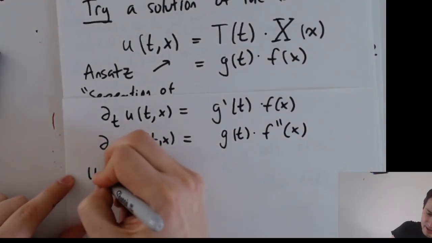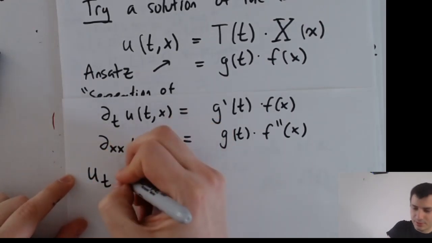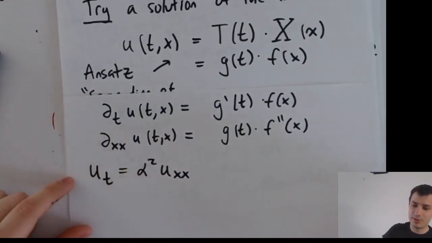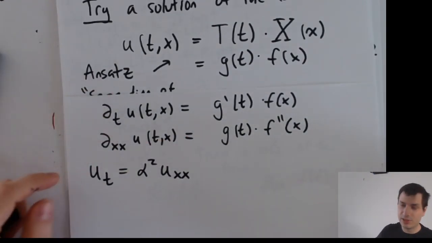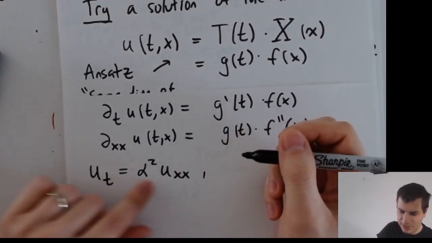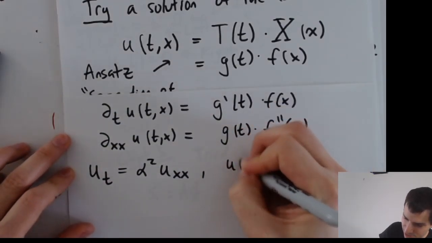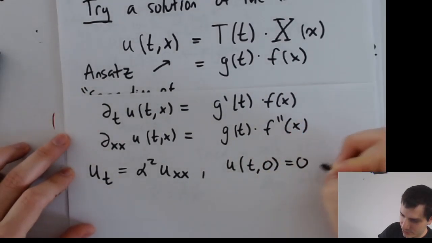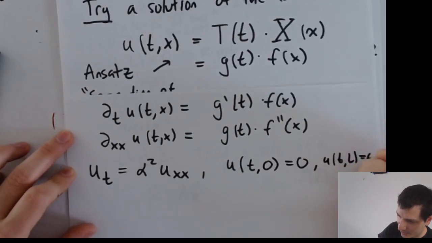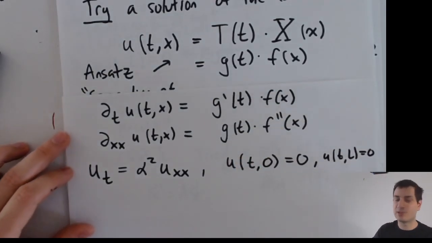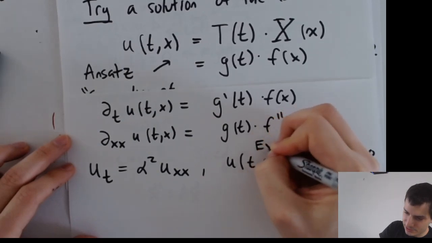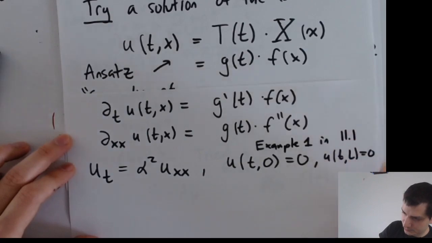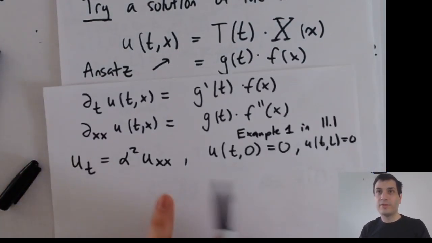Now we're going to take u_t equals alpha squared u_xx. That's the PDE. And we are going to plug this stuff in. So the problem I'm going to solve is u_t equals alpha squared u_xx with boundary conditions u(t,0) equals 0, u(t,L) equals 0. And this is example 1 in the textbook, if you want to follow along. Example 1. Okay, that's the PDE I'm going to solve.